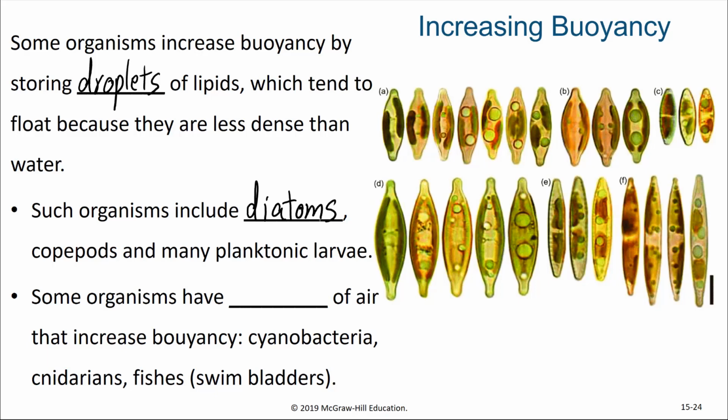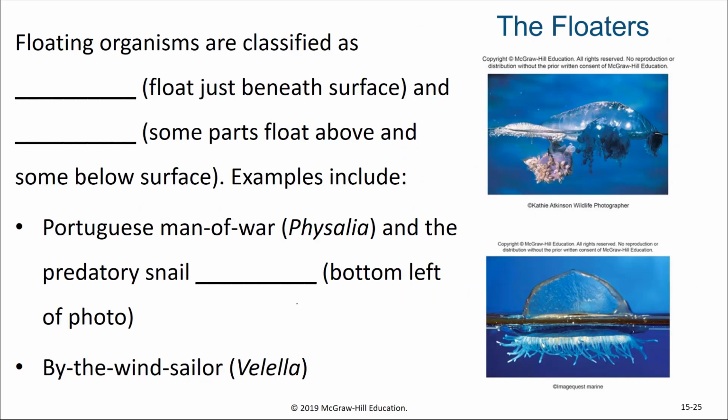Some organisms also have pockets of air that increase buoyancy, such as certain cyanobacteria, cnidarians, and fish that have swim bladders. Another designation of types of plankton are those that float, and whether they float right at the surface or above the surface. The plankton that are right at the surface are known as neuston.